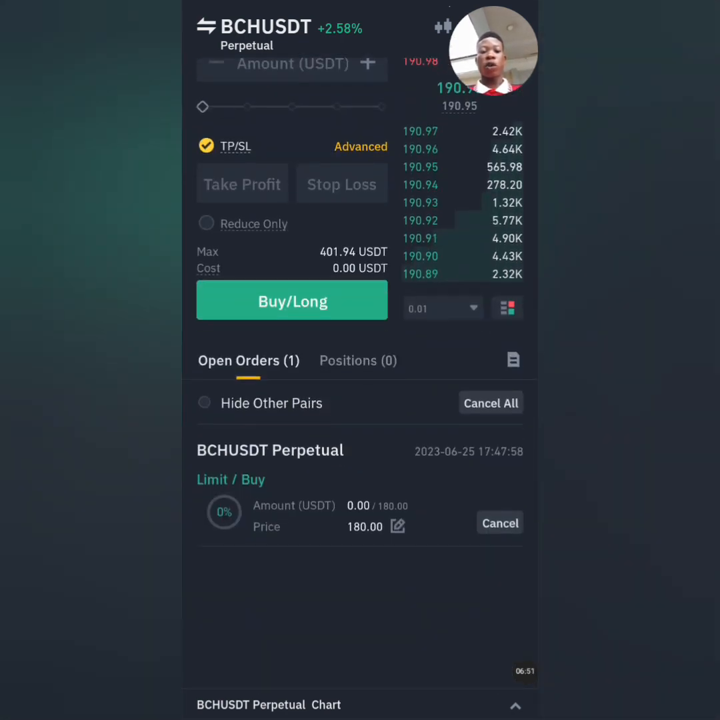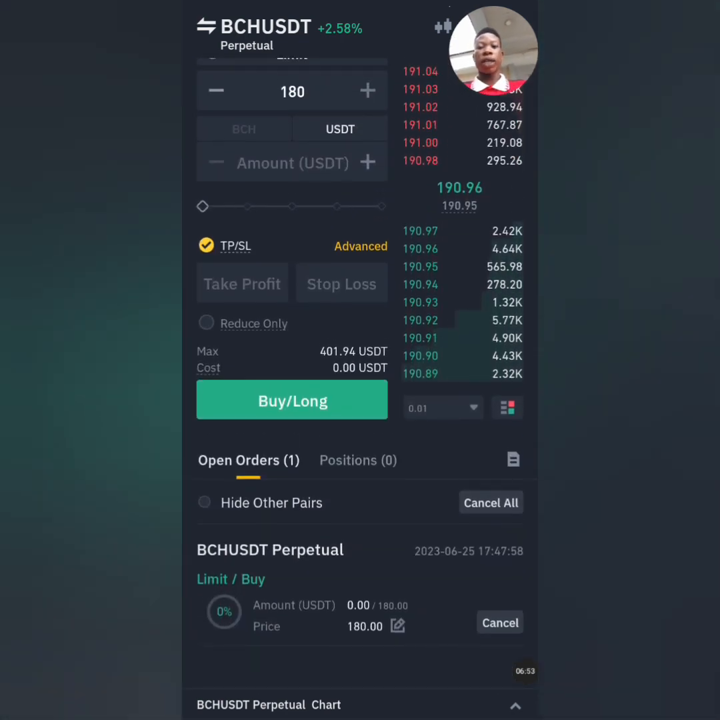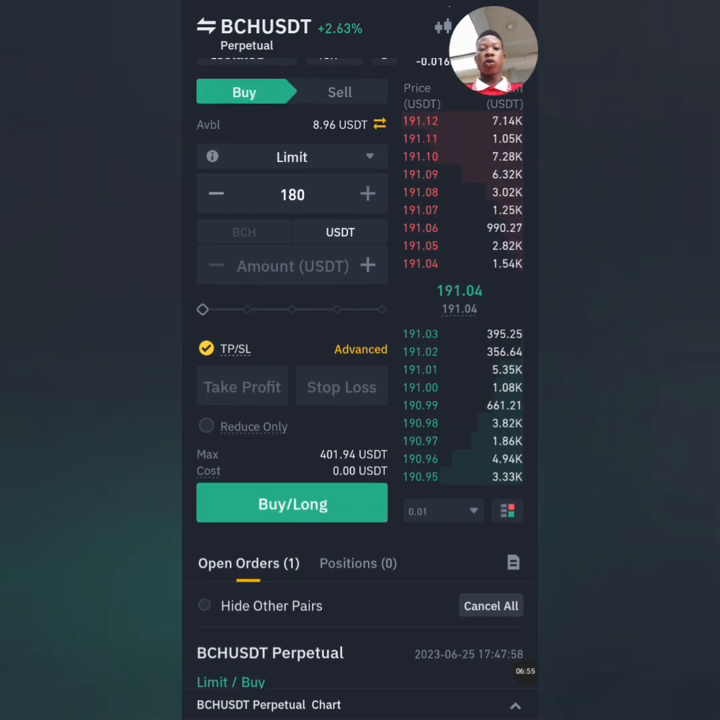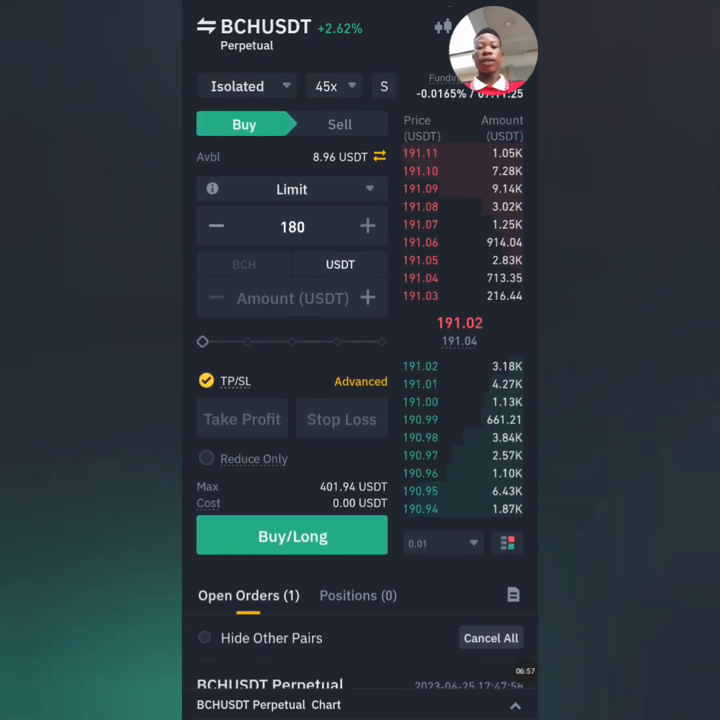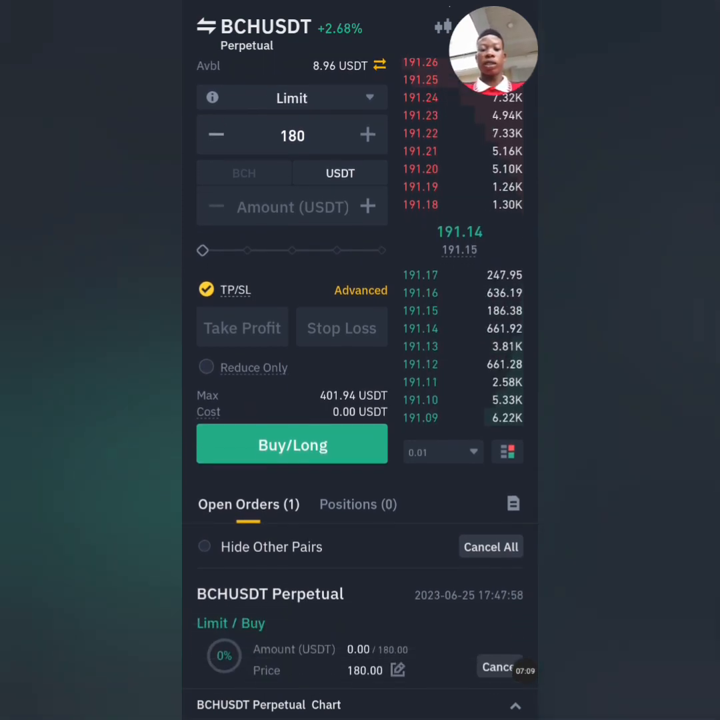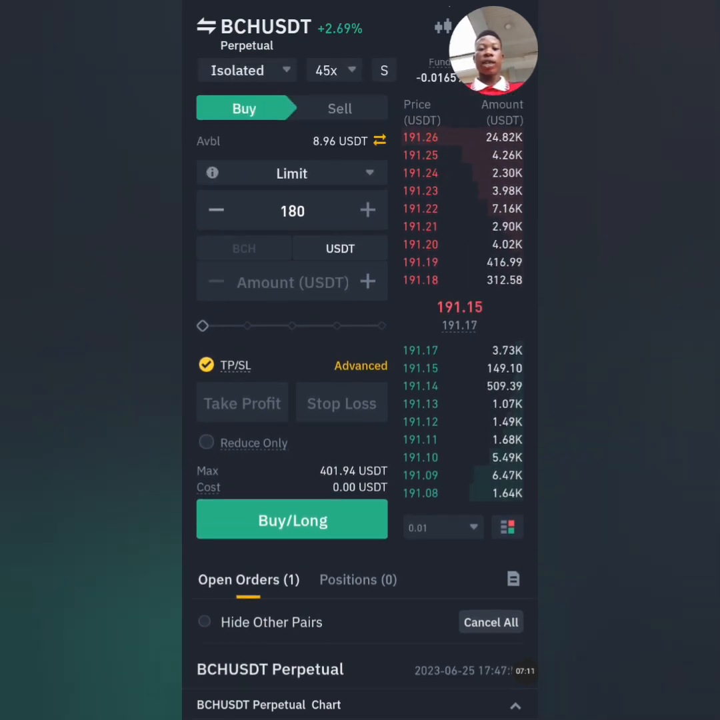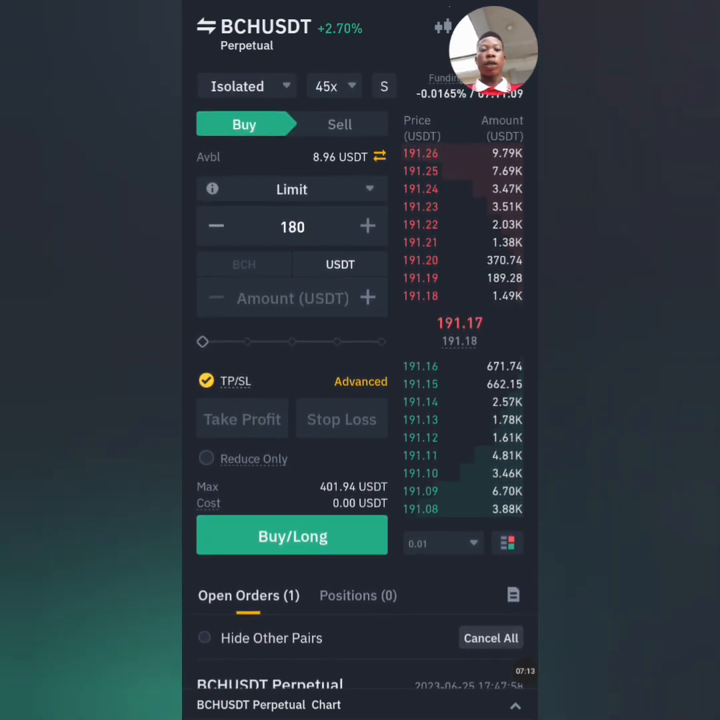So your $4 here actually serves as collateral. But if Bitcoin Cash should go up to 200, let's say it goes up to 200, you are going to make $200 in profit. Even if you leave it and it goes to $300 or $220, you make $30 from it. So this is how to trade it when you are using the isolated margin.